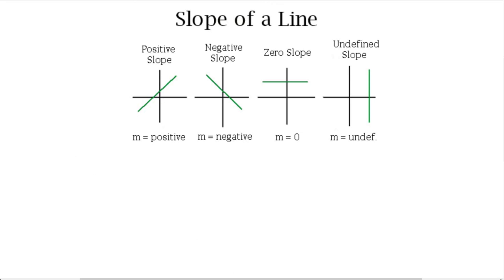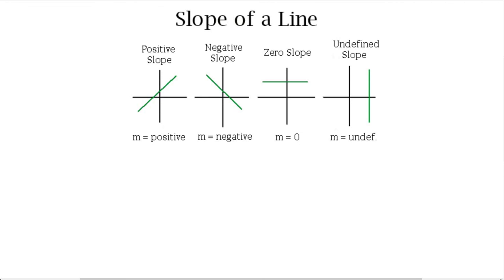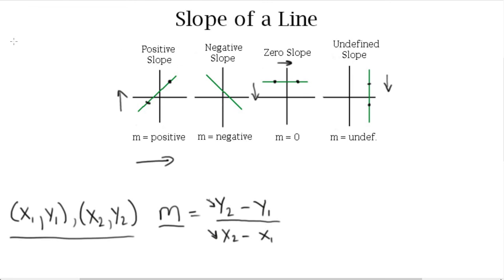So let's recap it all. There are going to be 4 types of straight lines that you'll see: one with a positive slope, a negative slope, a 0 slope, and an undefined slope. The symbol for slope is m. M is either going to be a positive number, a negative number, 0, or undefined. And the slope is simply the ratio of the vertical change, the up, down, to the horizontal change, the left, right of the line. And the formula for slope is y2 minus y1 over x2 minus x1, a simple ratio.